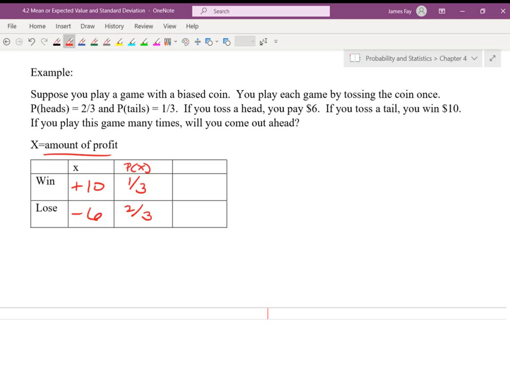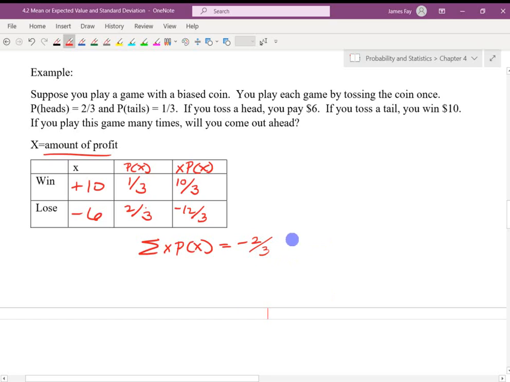Okay. So if I want to then find the expected value, it's X times P of X. So here, X times P of X is going to give me 10/3, right? Here, X times 2/3 is going to give me -12/3. If I add up all of those X times P of X's, what do I get? -2/3, right? Which is negative, I'll round it to the nearest cent, -0.67, right? So I play this game over and over and over again. I can assume to lose in each trial, each time I play the game, to lose on average 67 cents. Lucas, if he's running this game, he's going to make 67 cents, right?